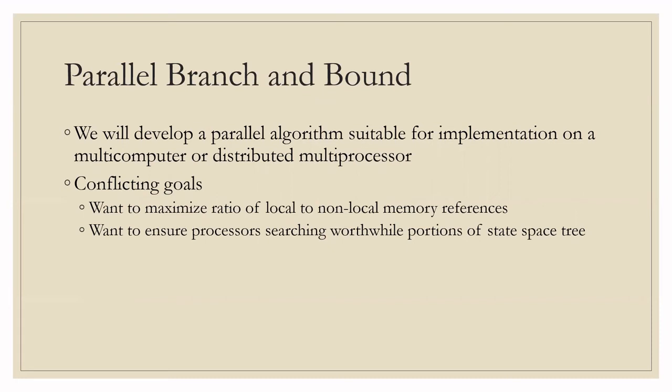So we need to develop a parallel algorithm for branch and bound. We can use a multicomputer or a distributed multiprocessor. But the conflicting goals here are that we want to maximize the local memory references compared to non-local memory references, and we want to ensure the processes are searching worthwhile portions of the state space tree.